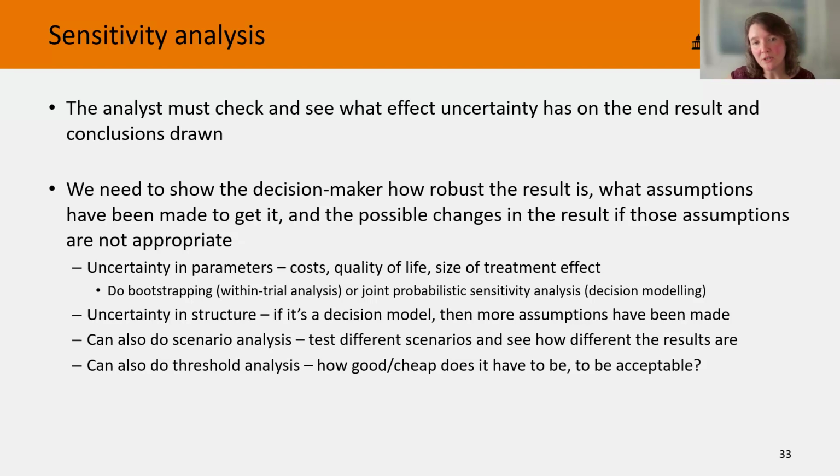There's uncertainty in structure. So the structure of our analysis, especially if it's a decision model, has some uncertainty there because we could have done things differently. There's scenario analysis, so we can test different scenarios and see what that means. This could be subgroup analysis, or it could be other scenarios. And there's also threshold analysis, which I'm going to talk to you a bit more about later in one of the case studies.